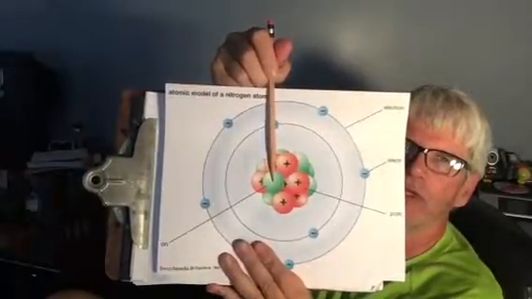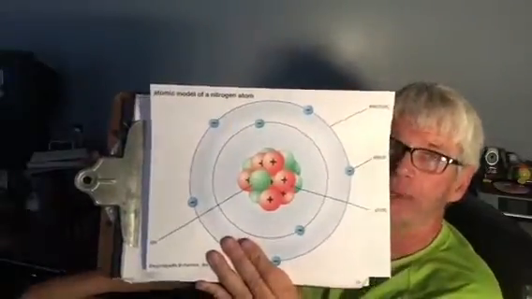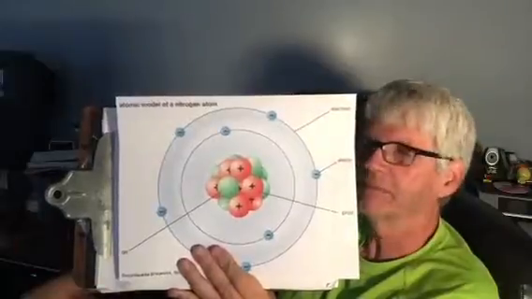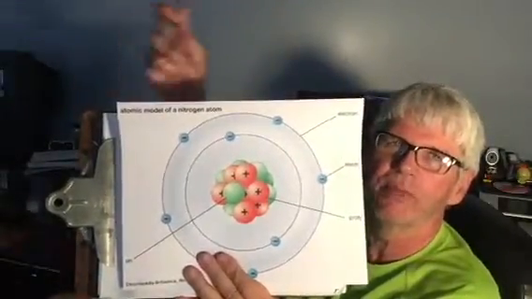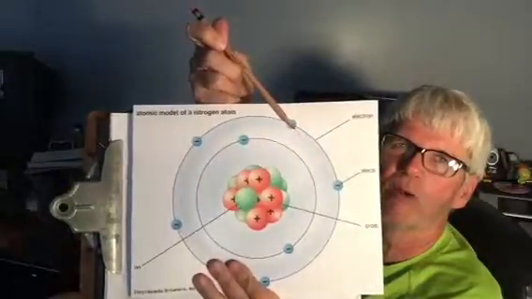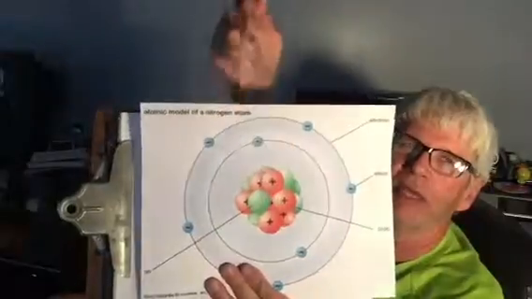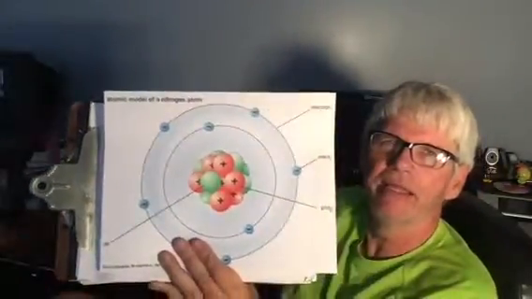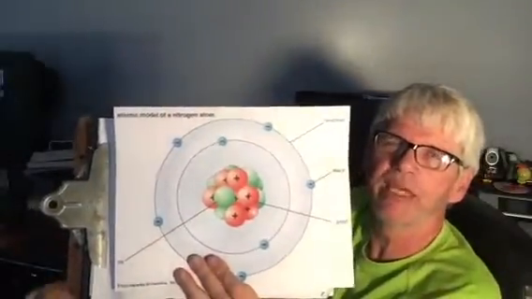These little green goobers are neutrons. They don't have any charge. They're about the same size as a proton, but they have no electrical charge whatsoever. These little boogers out here are what we're interested in. These are the electrons. Now it turns out that the number of protons determines what material we have.